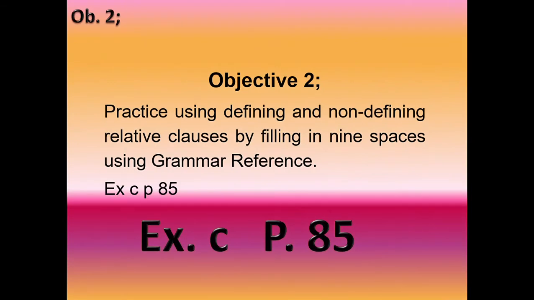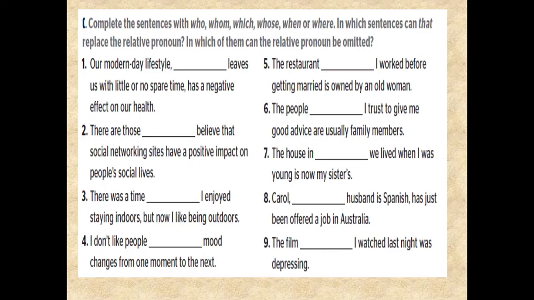Let's move to objective number 2: to practice using defining and non-defining relative clauses by filling in 9 spaces using the grammar reference. Page 85, exercise C. Complete the sentences with who, whom, which, whose, when, or where. In which sentences can that replace the relative pronoun? In which of them can the relative pronoun be omitted? Pause the video and write your answers, then come back to me to compare your answers.